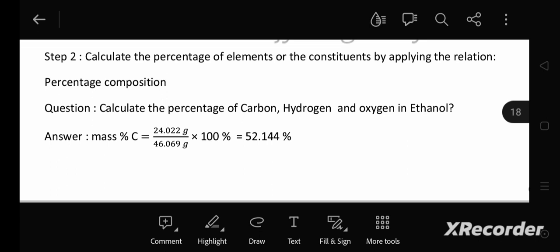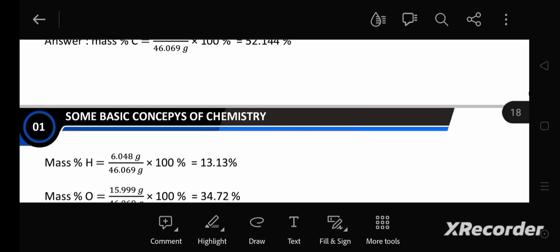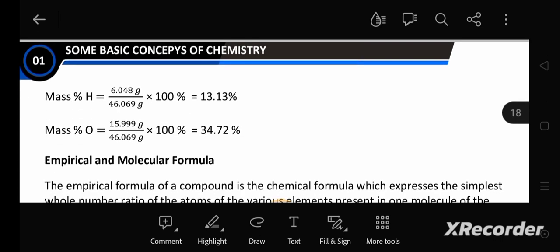Now firstly we have to calculate the percentage of carbon. Now carbon mass 12, but in case of ethanol there will be 2 carbon. So mass is 12 into 2, that is equal to 24. So the percentage of carbon is 24 divided by 46 multiplied by 100. That is 52% or 52.144%.